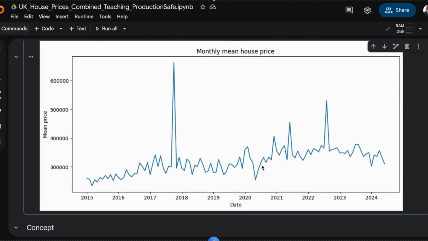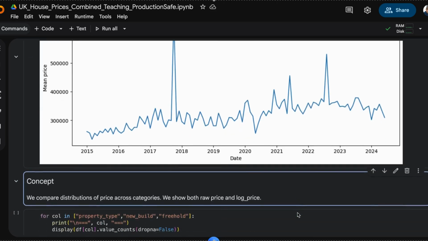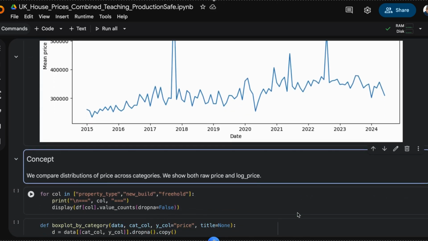From this time-based exploration, we learn the housing market shows a strong upward trend. The mean is more volatile than the median. There is evidence of seasonality. Time is likely a powerful predictor of price. Therefore, time-based features should be included in our modeling pipeline. We have successfully transformed a simple text column into a structured temporal feature set.